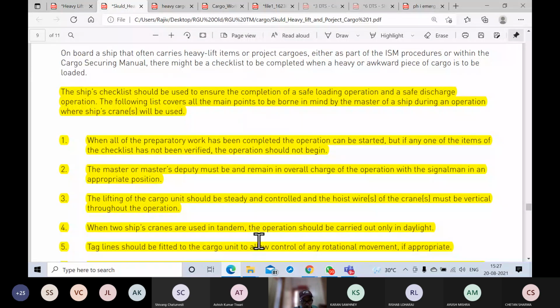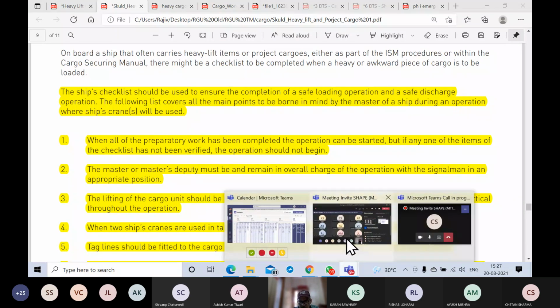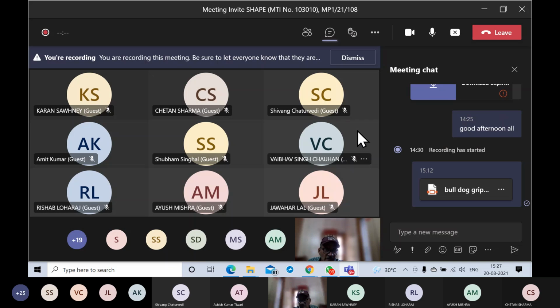Also, preferably, if you are using cranes in tandem, derricks in tandem, meaning together, as per the rigging plan, the operation should be carried out in daylight for better visibility of the signalman. Right? These are some points, of course, we are still on the job.